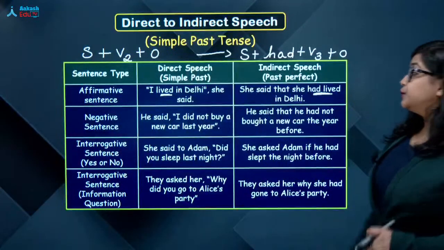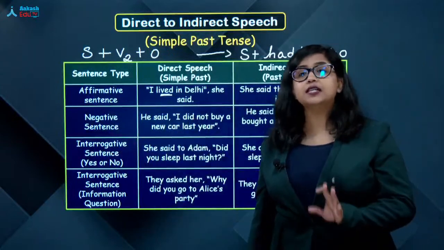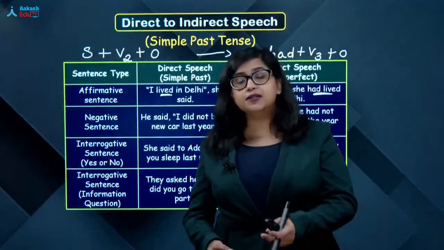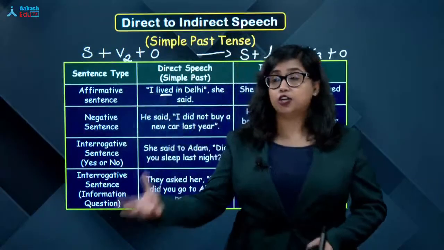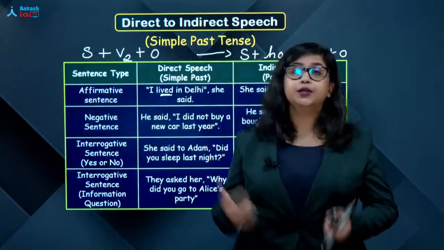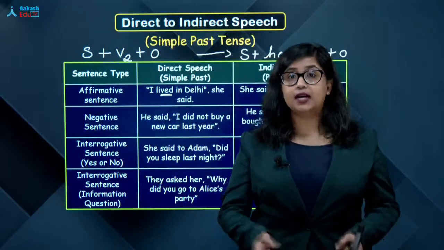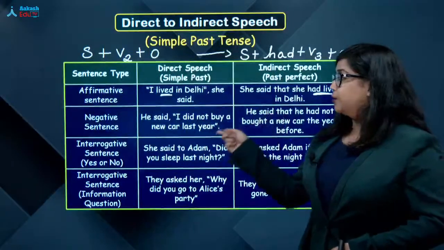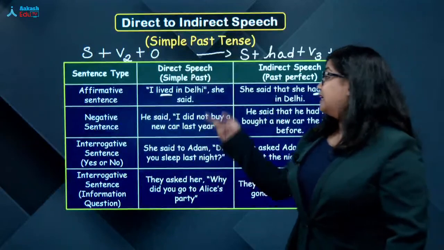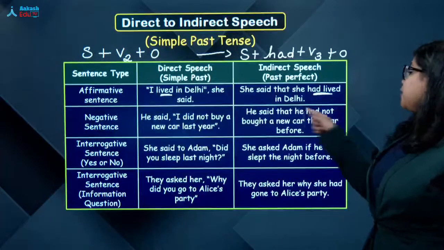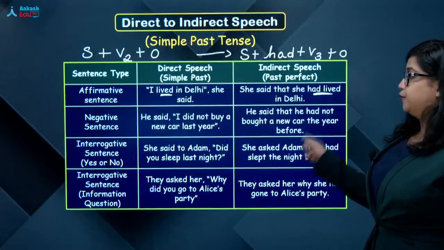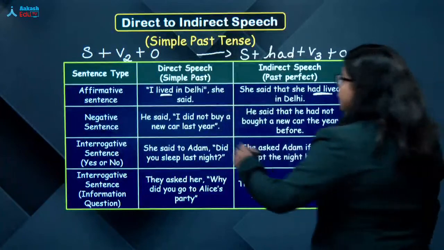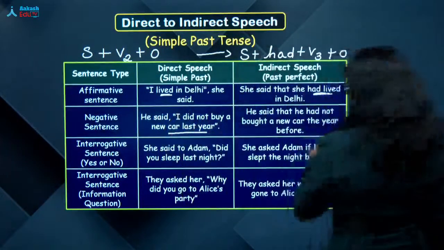Now, moving on to your negative sentence. Just like in case of your simple present tense, where we use do or does for a negative sentence, do not, does not, here we will use did not. So, he said, I did not buy a new car last year, will now change to, he said that he had not bought a new car the year before. Last year changes to the year before.